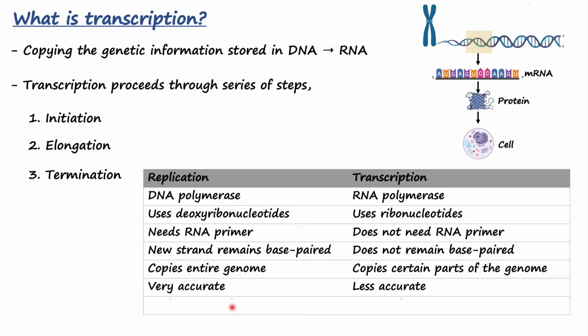Replication is very accurate because the entire genome is going to pass on to the next generation. So the replication process has to be very accurate, whereas transcription is less accurate. And lastly, in replication, the enzyme also performs proofreading, and therefore the process is also very accurate, whereas in transcription, there is different information available regarding proofreading. So it is not exactly known whether the enzyme has any proofreading properties or not.